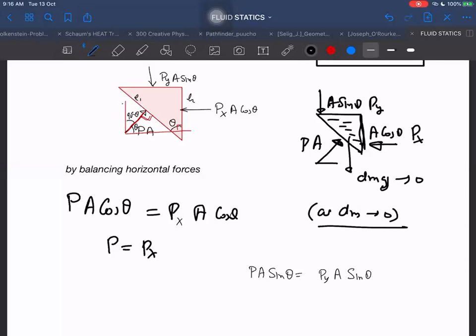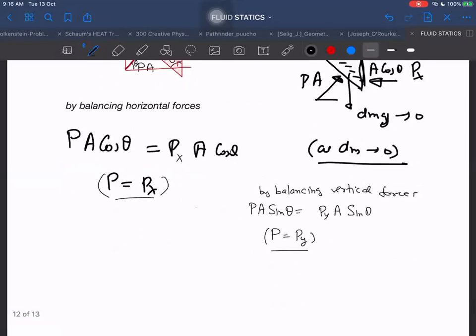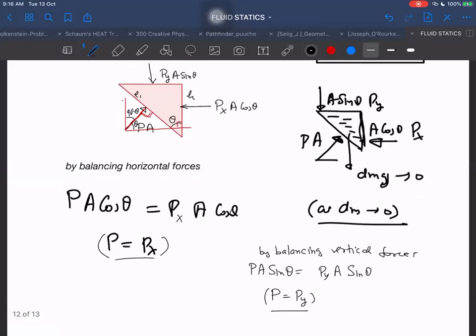Then the vertical component will become P A sin theta. Therefore, by balancing vertical forces, P is equal to Py. Yes, we are getting P equal to Py. It means pressure is independent of direction. In all directions, the pressure is the same. So if I take it at a point, why am I calling it a point? Because I told you that this is very small. R tends to 0. So therefore, I should just treat it like a point. It is not a big prism. It is almost like a point for me.